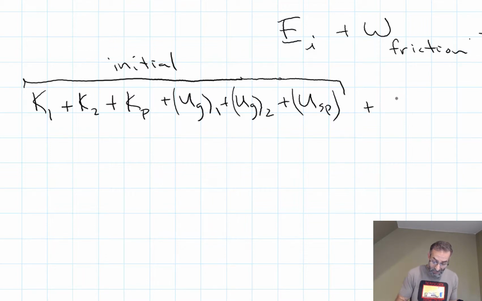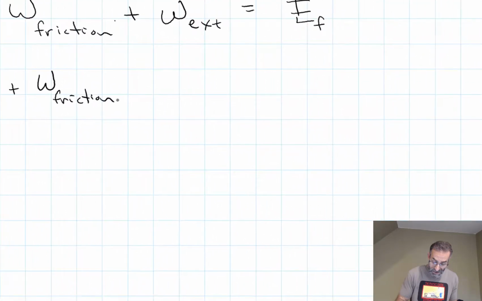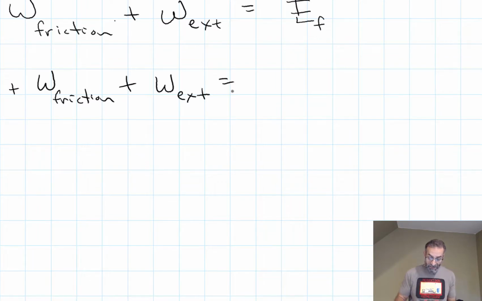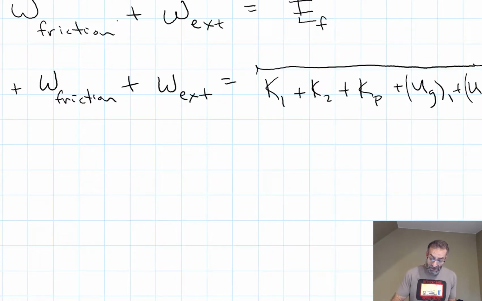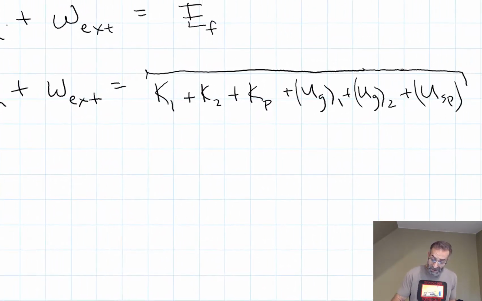Then I say I might have friction doing work, and actually I do in this case. I might have an external force, and I do in this case. And then I've got my final mechanical energy, and I'm going to have the exact same terms at the end that I could have had at the beginning. So I could have kinetic energies and potential energies, and those would be my final mechanical energy.